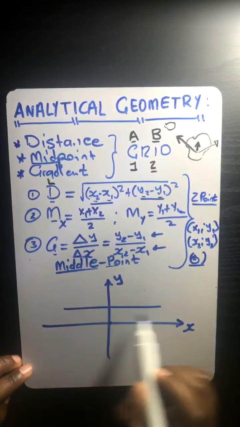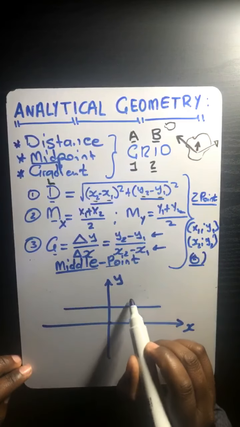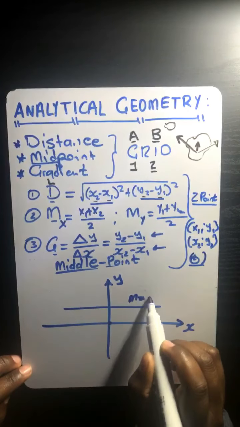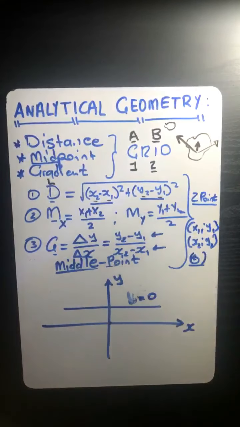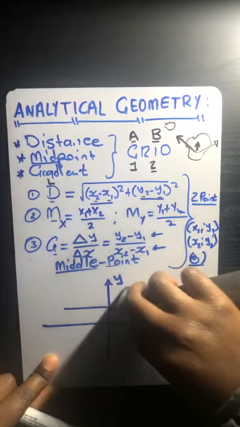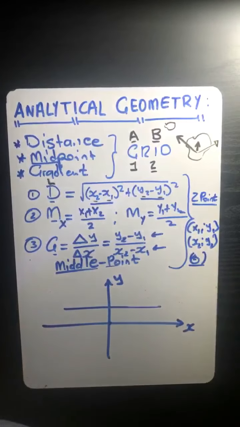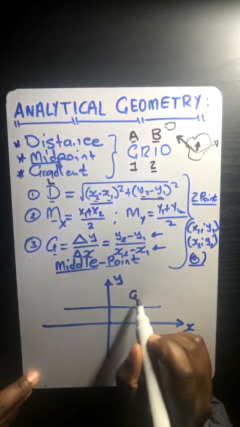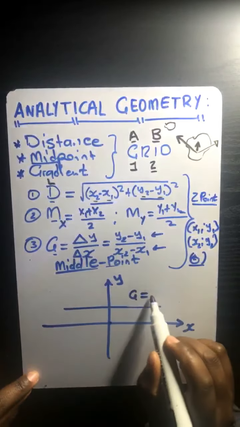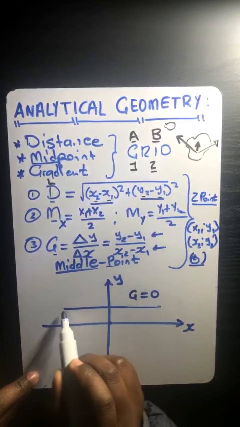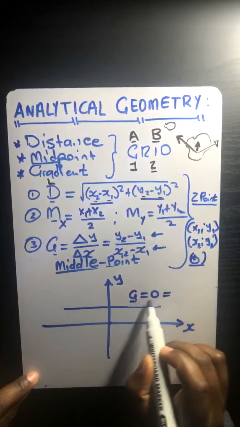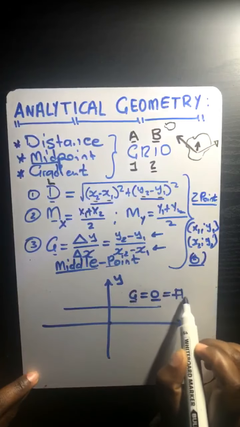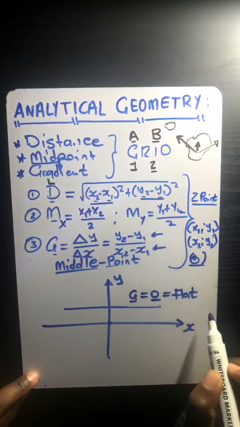You can see this line is flat, ladies and gentlemen. If it's flat, then it means the gradient is equal to 0. Let me not use M over there and use G, G being for the gradient. So the gradient is 0. Why is it 0? Because this is flat. So having a gradient of 0 means the line is flat.